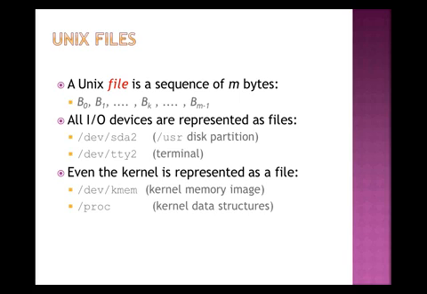Now, next is Unix files, meaning what types of files are available in Unix. A Unix file is a sequence of m bytes. That is, a Unix file is a combination of multiple bytes, a sequence of bytes.